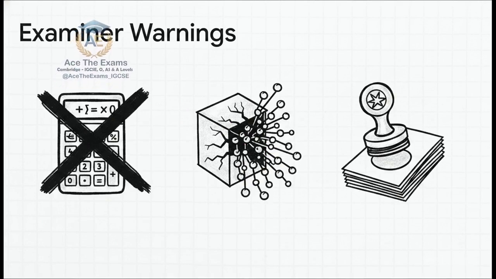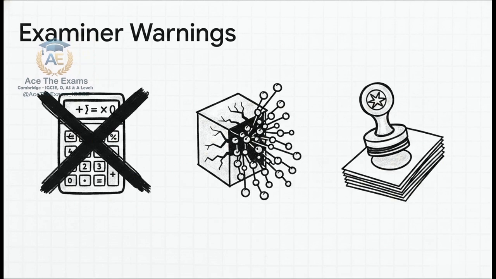Trap number 1. Using the wrong algorithm for the specific network context provided. Trap number 2. Forgetting to check boundary conditions and edge cases. I mean, what happens when the central switch reaches absolute maximum capacity? Students often only explain the normal operating state. And trap number 3, which is honestly the most fatal of all, providing generic answers.